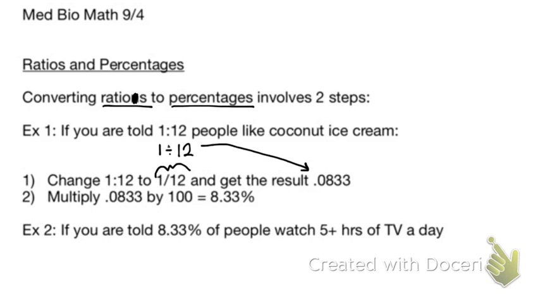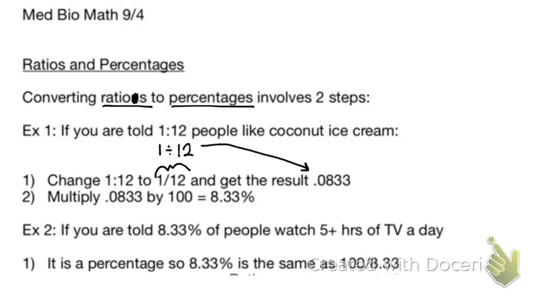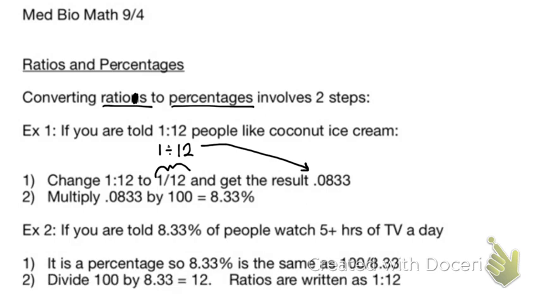Example 2, we're going to convert a percentage to a ratio. As I imagine you can guess, 8.33% is going to work out to be 1 in 12 because we're using the same numbers. But I'd like to demonstrate how we would get that had you not just seen this example done. So if you're told that 8.33% of people watch 5 or more hours of TV a day, we are going to look at this percentage as being the same as 100 over 8.33. So to convert it to a ratio, you take the percentage number and you divide 100 by that percentage number, 8.33. When we do that, we get 12.